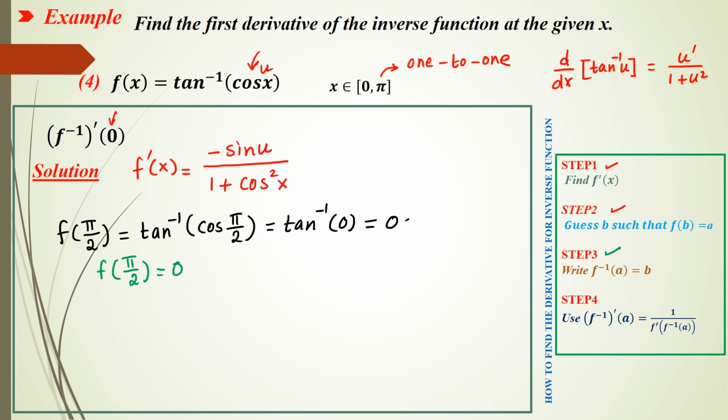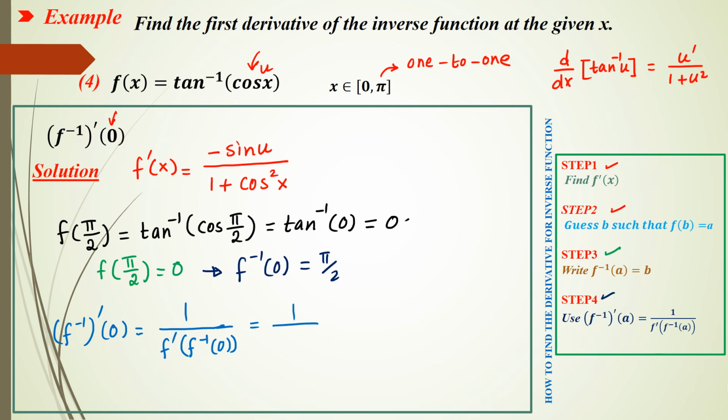Now in step 3 you have to rewrite this statement in terms of f inverse. So this means that f inverse of 0 equals pi over 2. Now the last step, step 4, you have to find the derivative of the inverse function at x equals 0. So f inverse prime of 0 equals 1 over f prime of f inverse of 0. From the previous step, we found that f inverse of 0 equals pi over 2, so we have f prime of pi over 2.